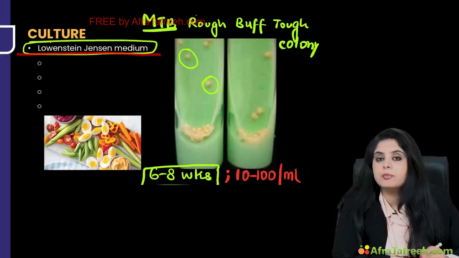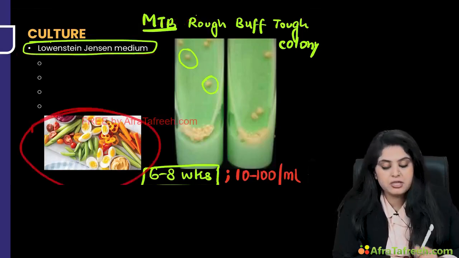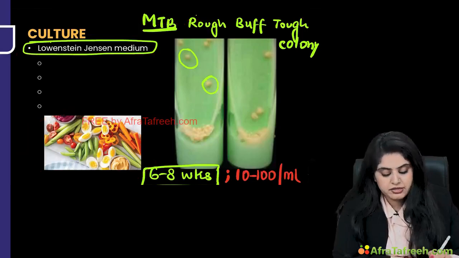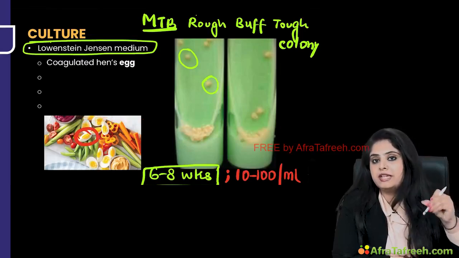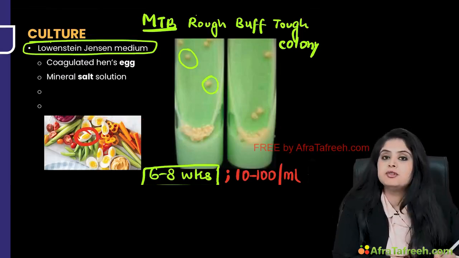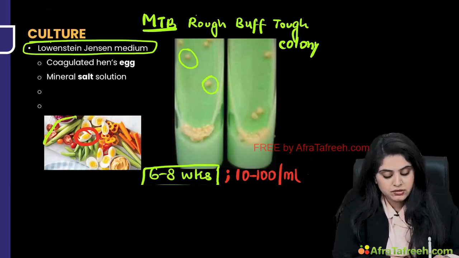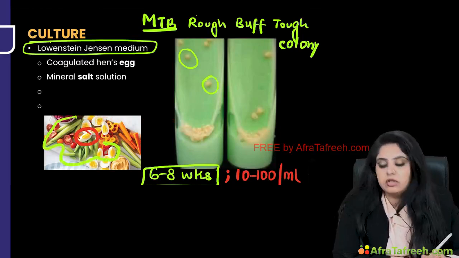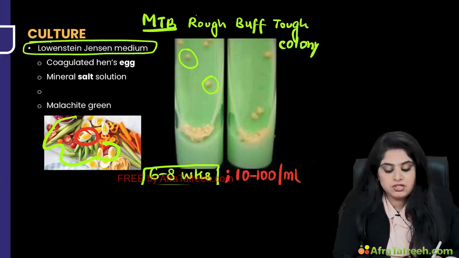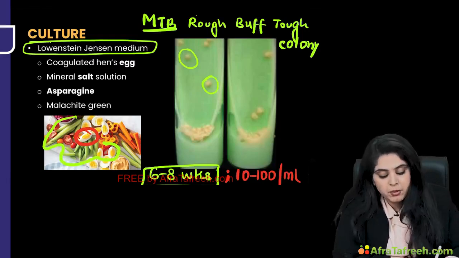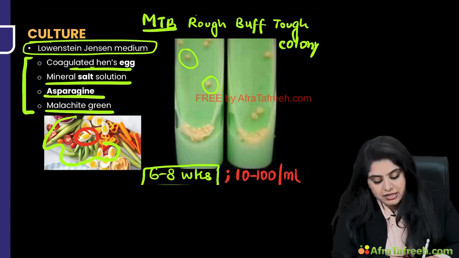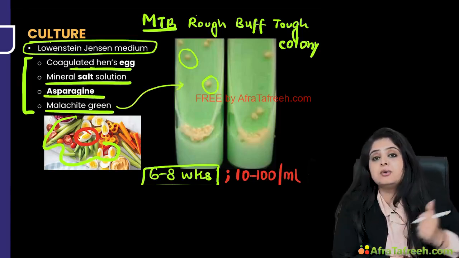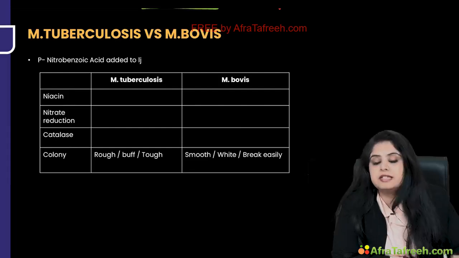But they ask you what is the composition of Lowenstein-Jensen medium, and it's a proper English breakfast that you have to know. So firstly, in an English breakfast, you see eggs. So you have the coagulated hen's egg. On top of the eggs, I have sprinkled some salt. So next you have mineral salt solution. And along with that, you see a lot of green veggies. So green means there is malachite green, and veggies means asparagus. So instead of asparagus, I have written asparagine. Remember a proper English breakfast: hen's egg with mineral salt, with malachite green, with asparagine, and malachite green is the one that has given it a background green color.